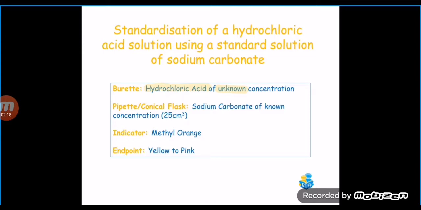So in your burette, in this experiment, you've got hydrochloric acid and it's an unknown concentration. In your pipette or your conical flask, you're going to have sodium carbonate, a known concentration of it, and it's going to be 25 centimetres cubed. Your indicator is methyl orange, and the colour change that you're looking for at the end of this experiment is from a yellow to a pink colour.